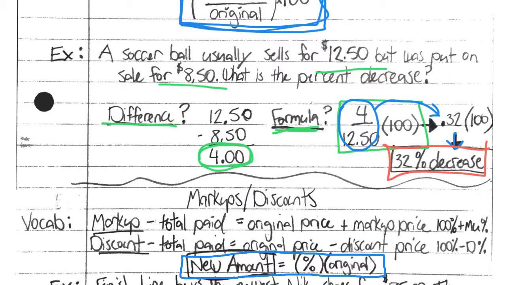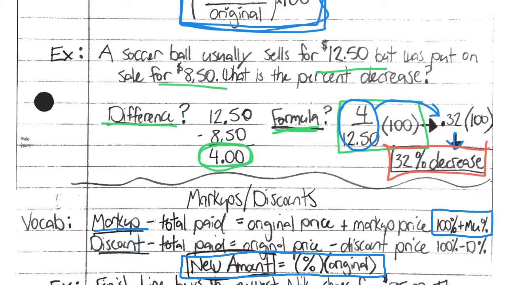Now we have to kind of know what a markup and a discount is. A markup obviously is when the price goes up. So they're marking it up for some reason, whether that's to resell it or whatever. So the total that you pay has to be the original plus the markup price. So our percentage for this is going to be 100 plus the markup percent.